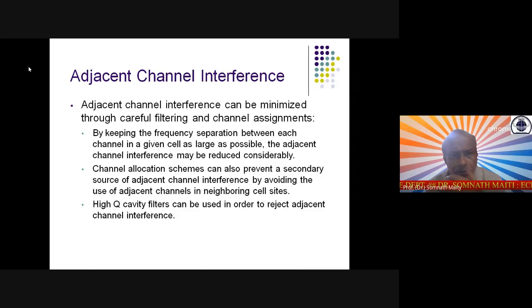The channel allocation scheme can also prevent a secondary source of adjacent channel interference by avoiding the use of adjacent channels in neighboring cell sites. Okay.